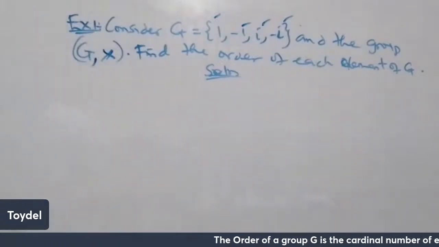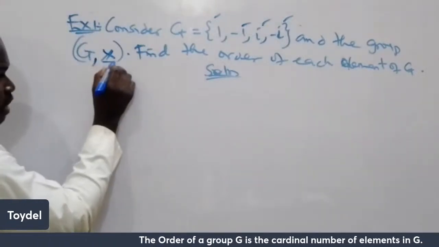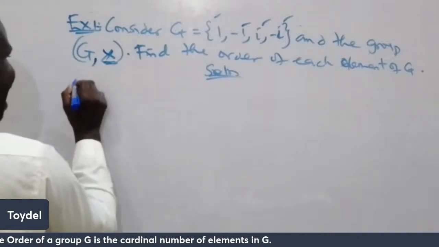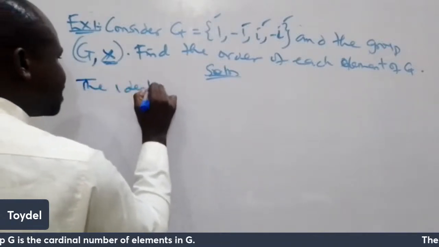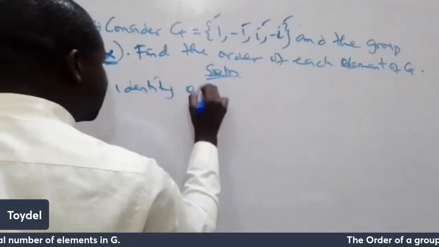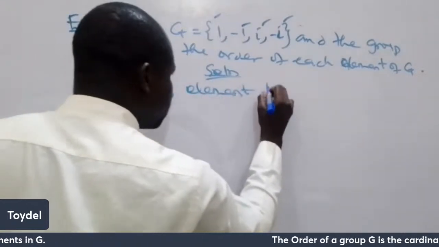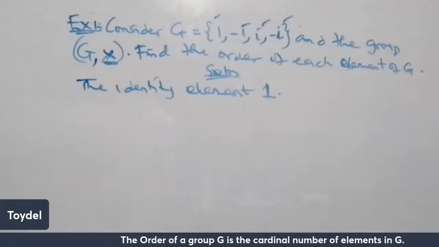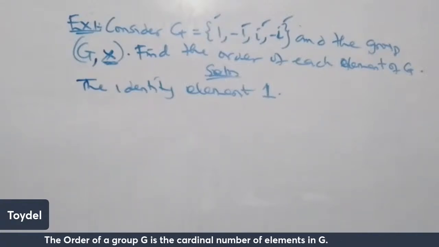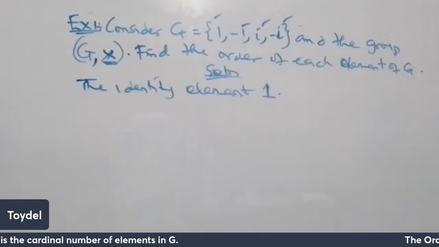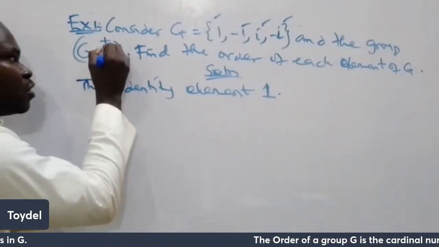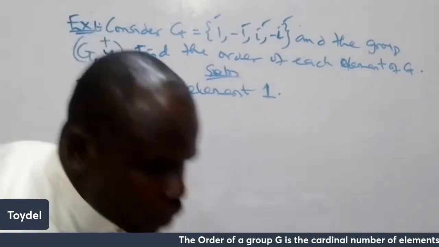So how do we do that? Because we are under multiplication, please let's note, the identity element will be 1. I want us to note, these are important concepts that you should know at this point. The identity element of multiplication is 1. If what you have here is addition, the identity element is 0.